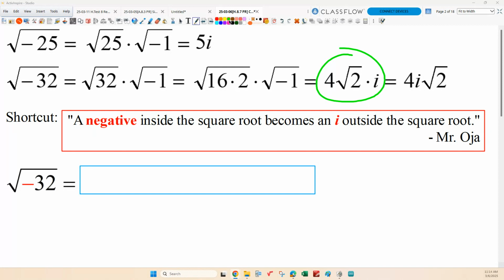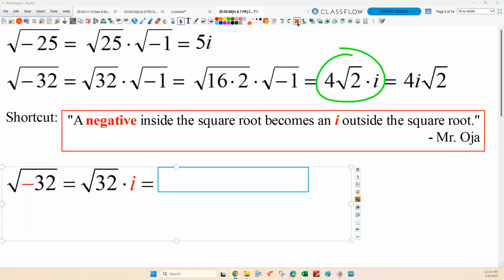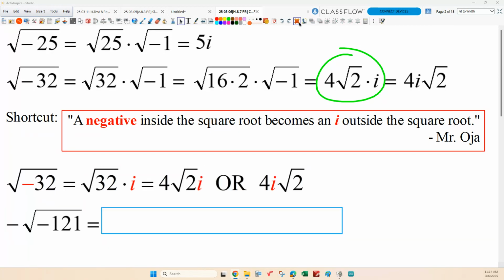So what do we see here? We're seeing a pattern. There's a shortcut we can take. Anytime we have a negative number inside a square root, we automatically know that the negative inside is going to become an i outside. So that's what we get.